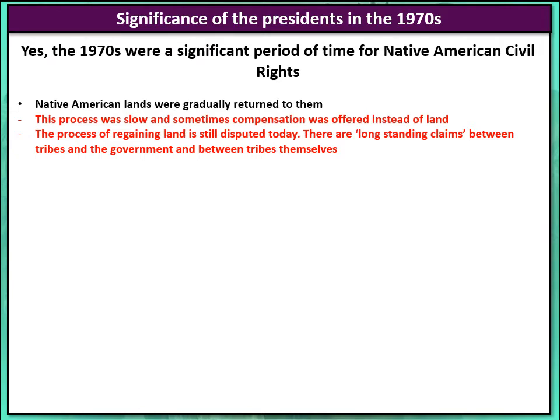We can also counter this by saying that the process of regaining land is still very much disputed today. There are long-standing claims between Native American tribes and the government, and also between tribes themselves, as government policy in the past has sometimes allocated land to one tribe that previously belonged to another.